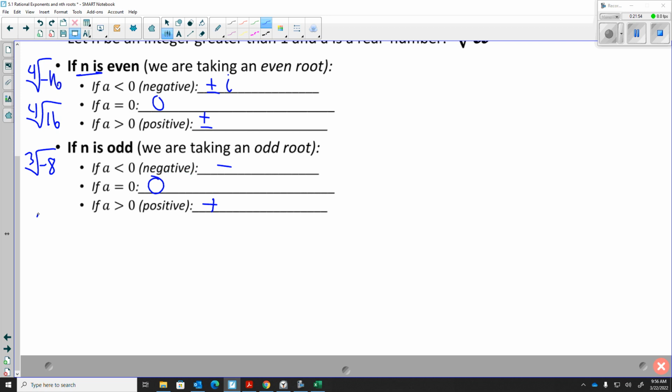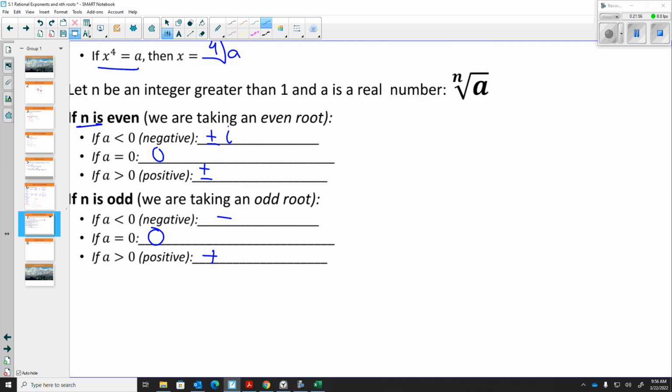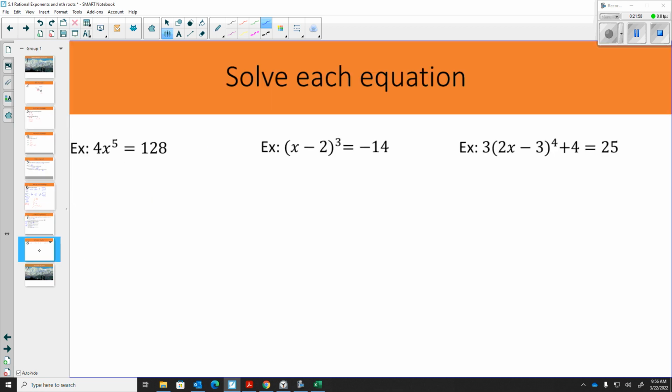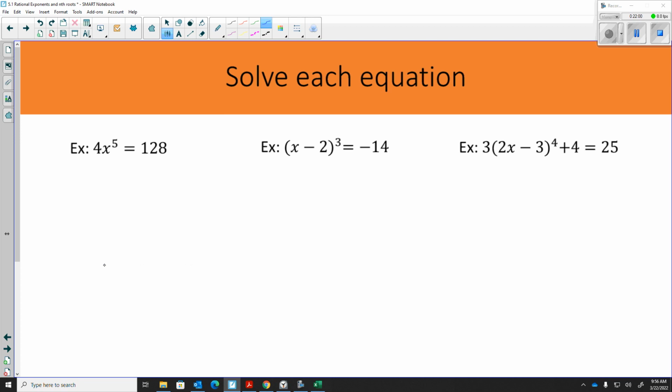All right, so let's put all this together and actually solve some equations now at the very end. So these are actually the types of problems that we're going to be working out. So let's do some of these together, and then you guys are going to be on your own at the end. Let's do this one. 4x to the 5th equals 128. I need to get x by itself. That's my first goal. I always need to get x alone. So what would you do?